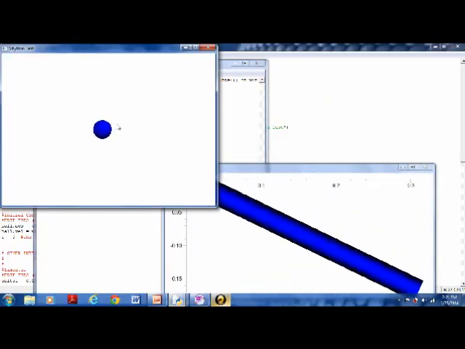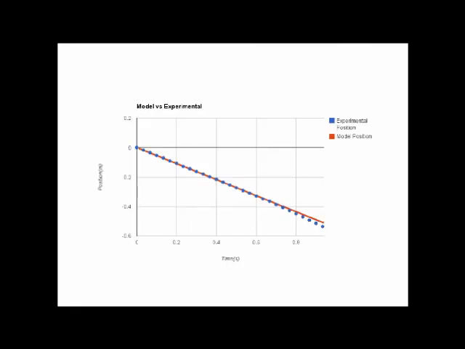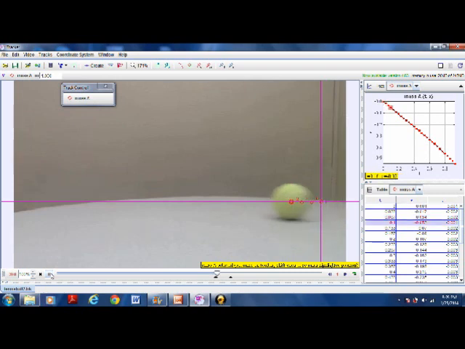The computational model in VPython gives us a graph that looks similar to the one from Tracker, as you can see here. As one can see, the observed and predicted positions match with each other almost perfectly. However, in later times, the model overpredicts the position of the ball. This discrepancy is due to the fact that we underpredicted our observed position because the ball was not traveling in a straight line and coming towards the camera, as you can see here in Tracker. In conclusion, Newton's second law is a reliable way of predicting an object's motion.